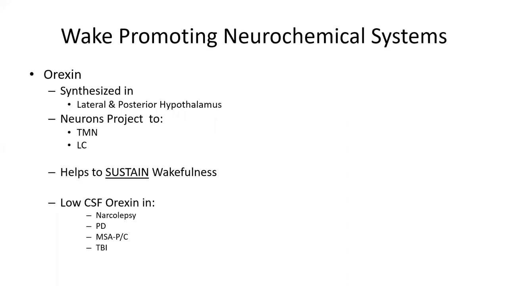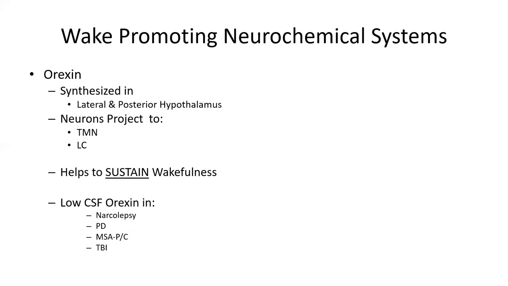Orexin is synthesized in the lateral and posterior hypothalamus, and those neurons, in fact, project to the locus coeruleus as well as the tuberomammillary nucleus, and this helps us to sustain wakefulness. So we can think of folks who have problems with making CSF orexin. These individuals are most commonly what we see as narcoleptics. So it's the intrusion of sleep into wakefulness. So individuals who are narcoleptic have a problem with sustaining wakefulness.